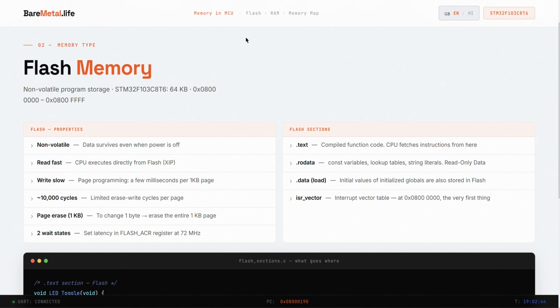But writing? That's a whole different story here. To write even a single byte to flash, you first have to erase an entire 1 KB page, and only then can you write. You cannot just go in and change one byte. Erase the whole page first, then write. That's why flash writing is so slow.